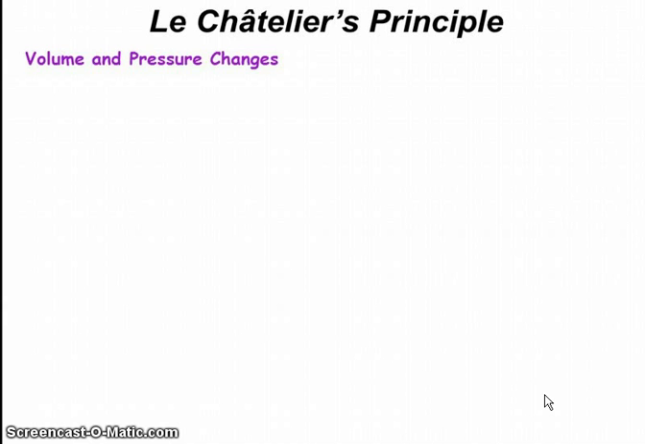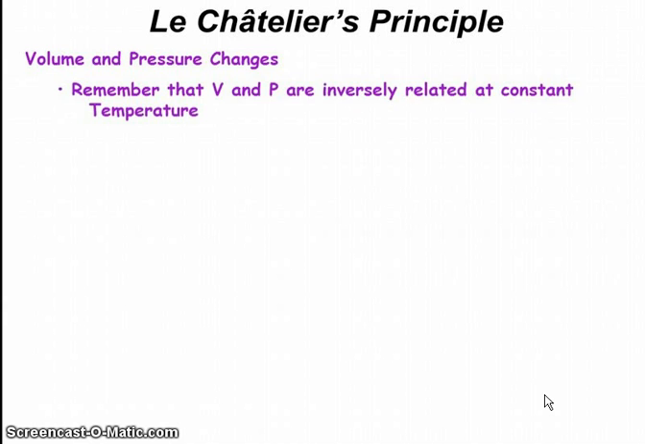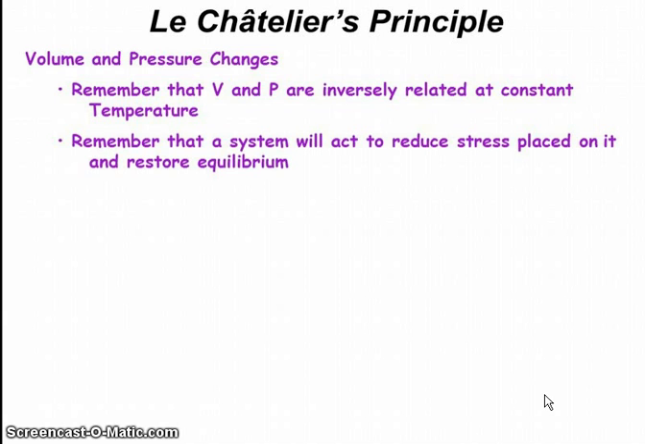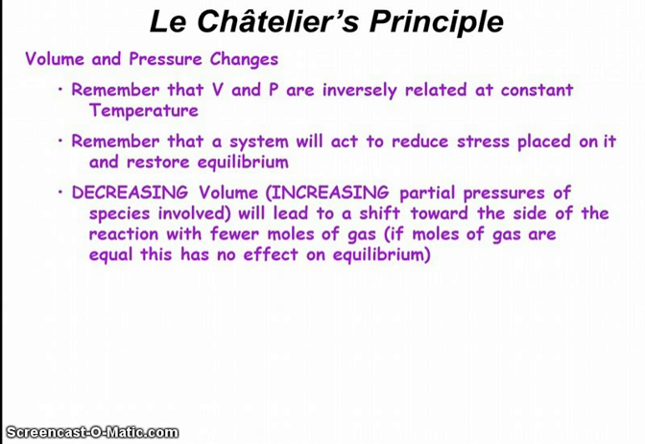So other things that we can change are volume and pressure. And what we need to remember about this is that volume and pressure are not directly related, they're inversely related when temperature is constant. So that when a volume gets small, the pressure gets high. So we always want to be moving to reduce stress that we place on a system.